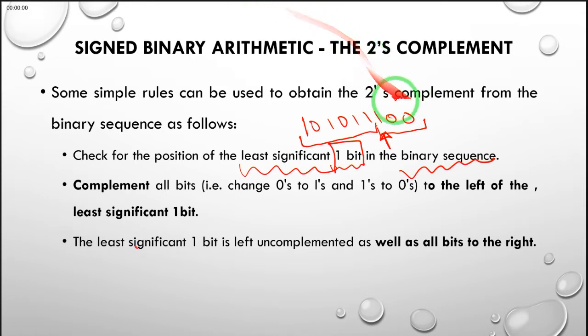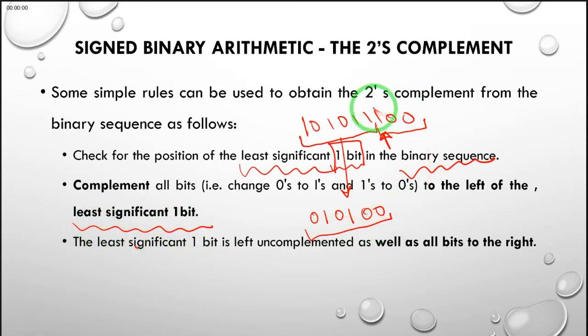So for instance, for this one, you would simply get 0 1 0 1 0 0. These are the bits to the left of the least significant 1 bit, and from that least significant 1 bit towards the right, you leave them uncomplemented. So this is the 2's complement of this number.